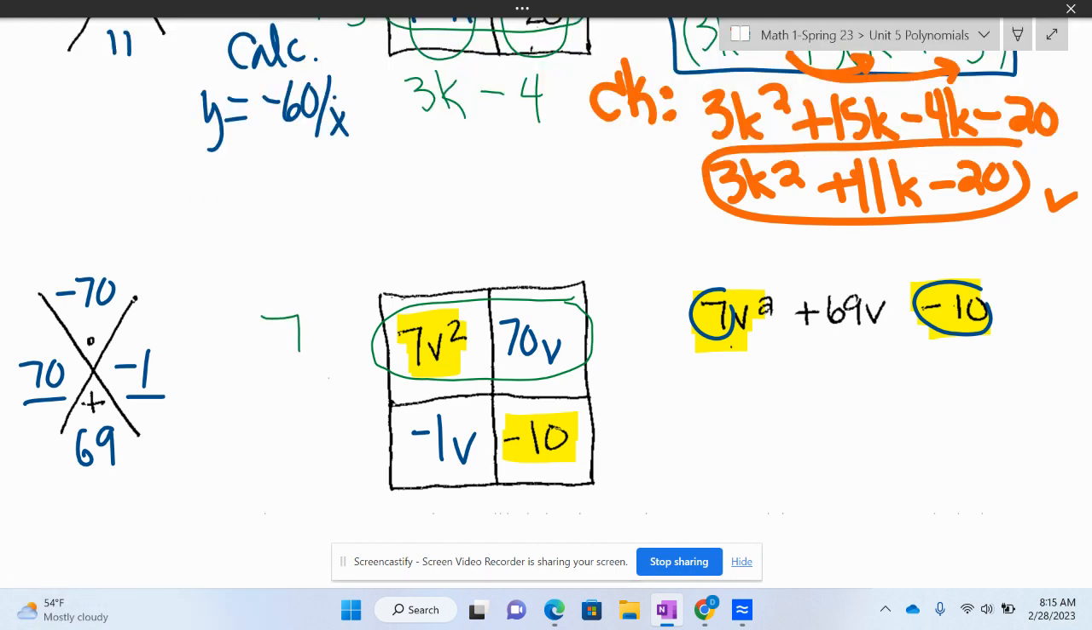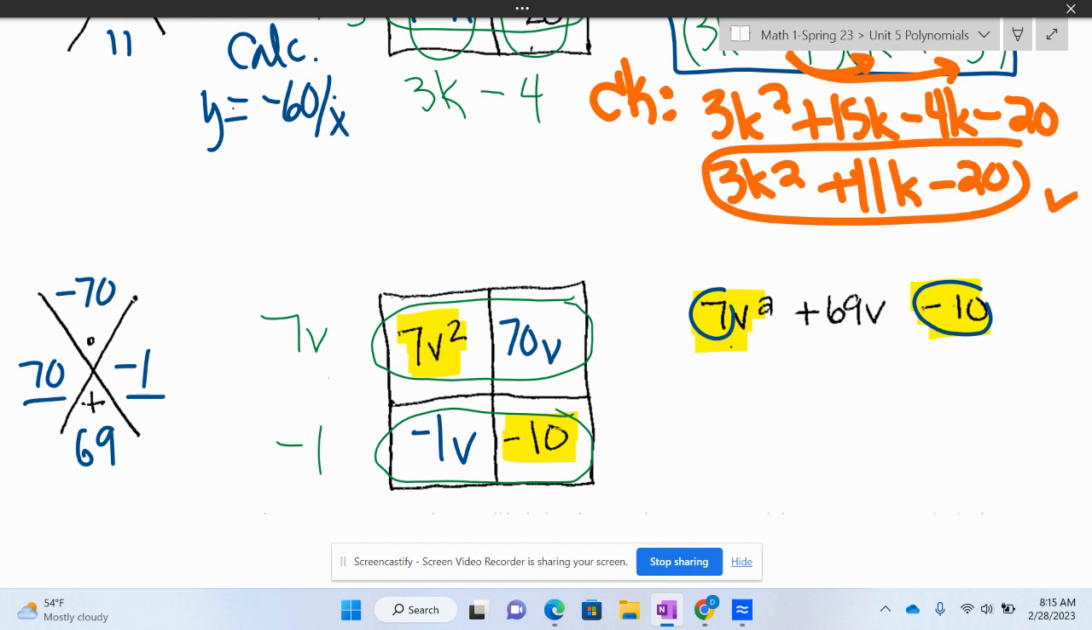7V. I can take a 7V out of both terms. Okay. What about this row? What's the greatest common factor? A -1. Both terms are negative, so I need to have one negative term. So there we go, -1.